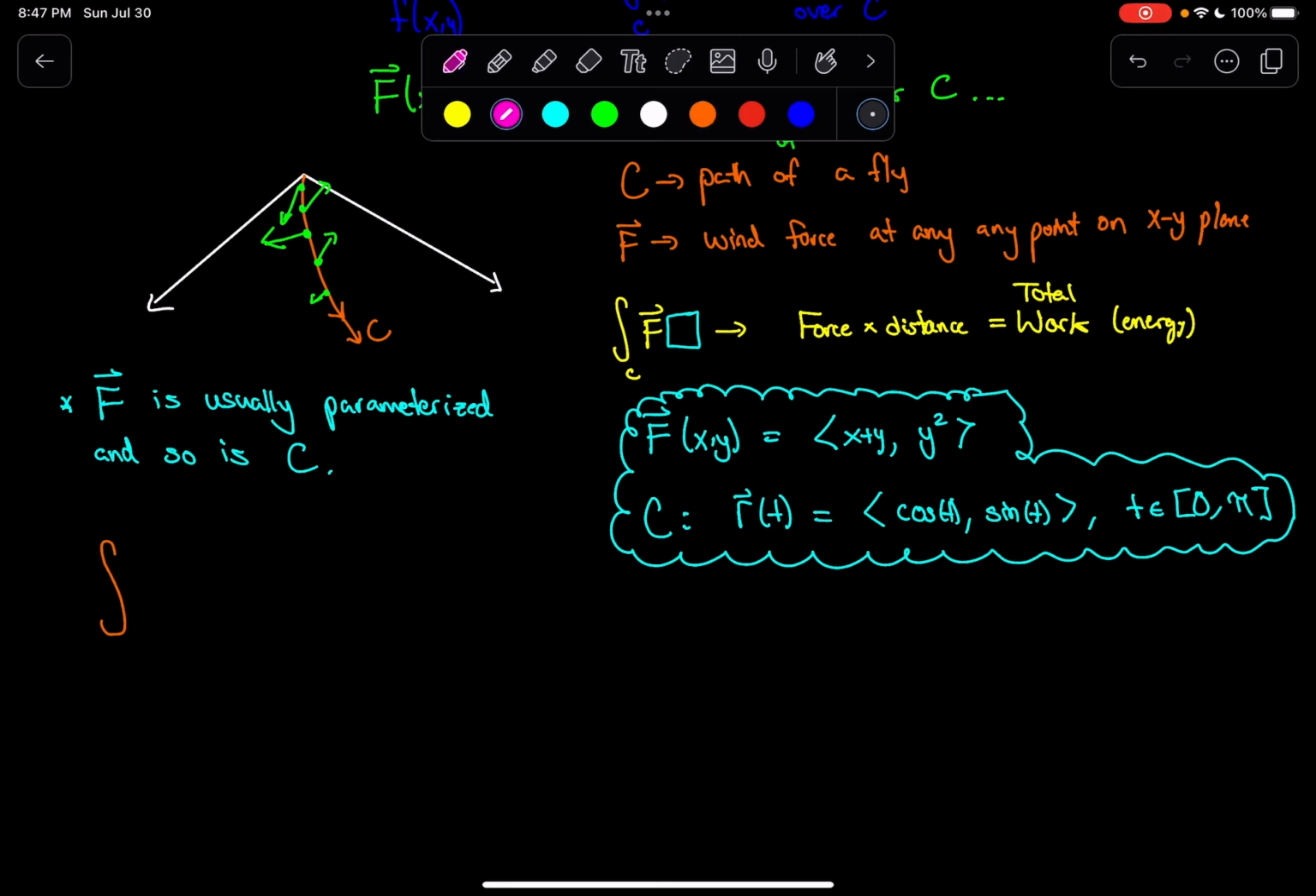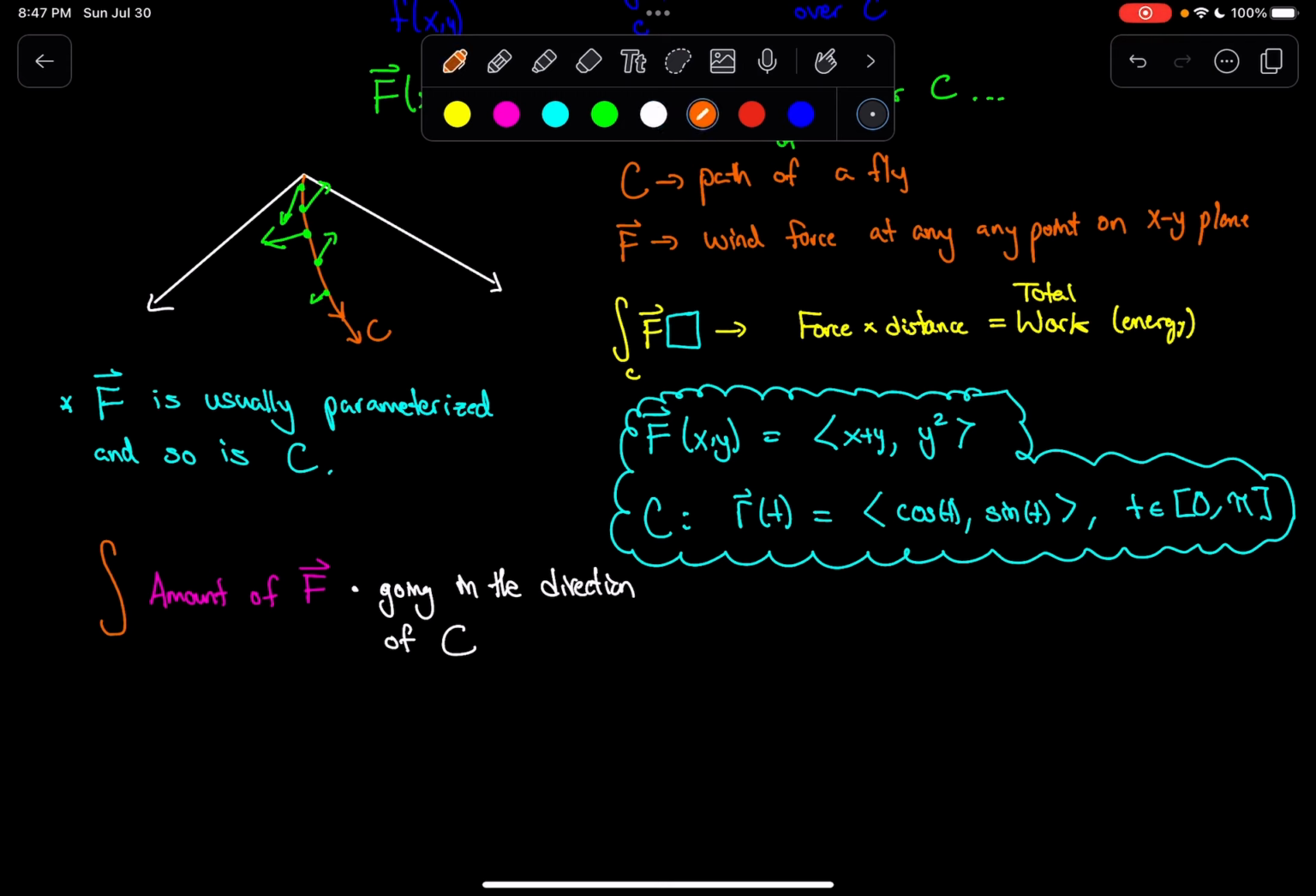So the amount of force, or the amount of our vector field F, going in the direction of what? What do we want it to be going in the direction of? Well, we want it to be going in the direction of our path C. So remember, okay, the fly.